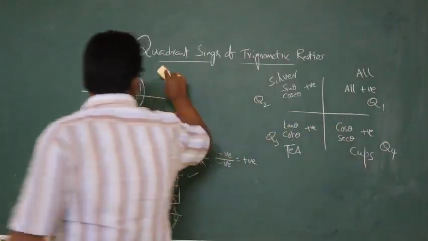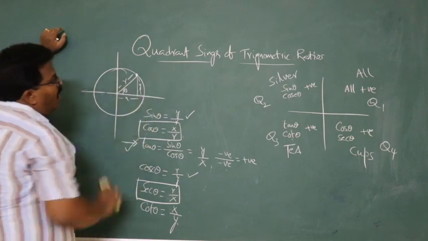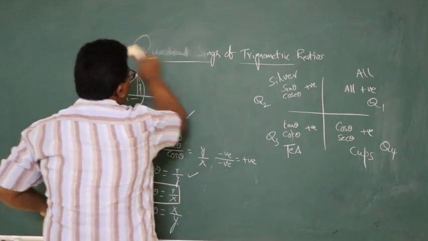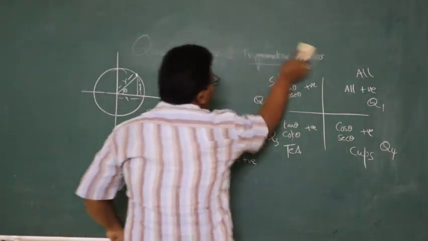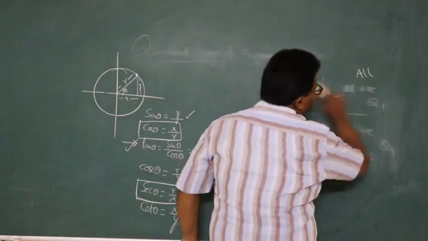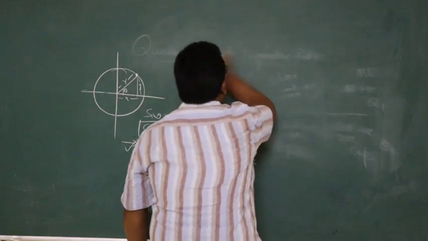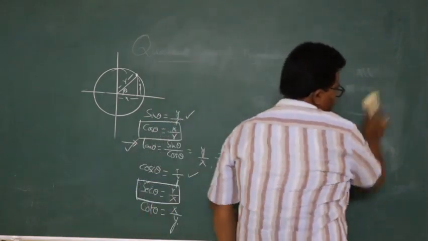So these are the quadrant signs in trigonometric ratios. By using this all silver tea cups, we can easily remember this. In which quadrant which trigonometric ratio is positive, we can remember by using all silver tea cups.